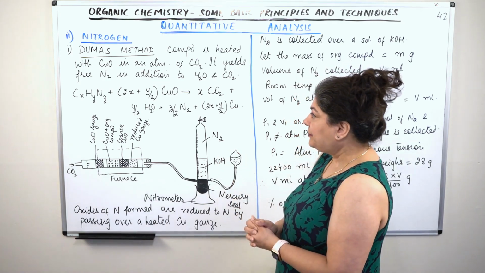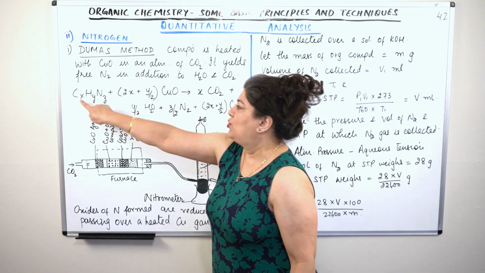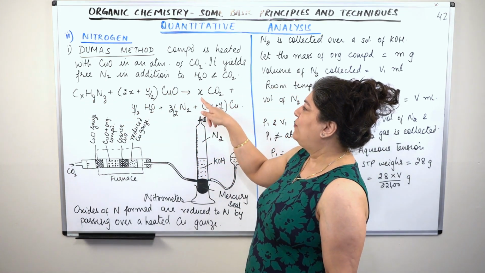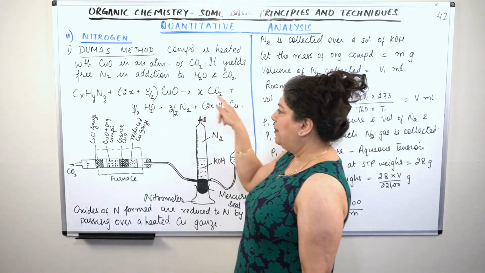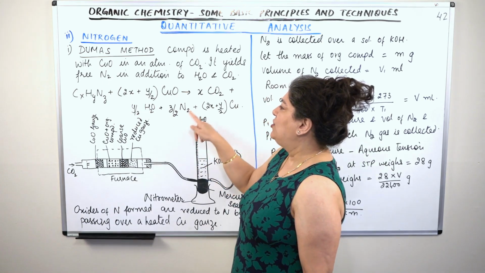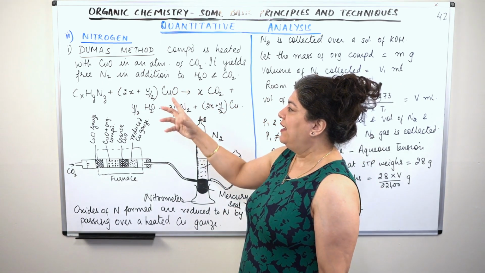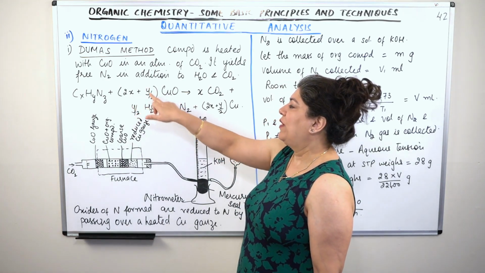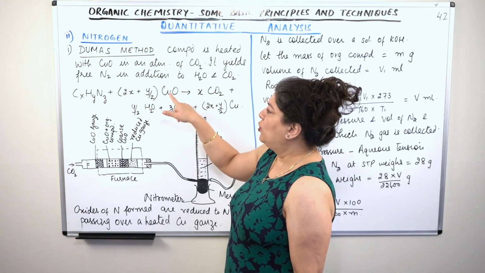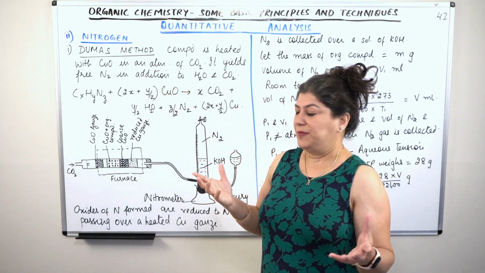It is not. So C6H5NZ reacts with 2X, twice of this, plus half of Y, copper oxide. It results in the formation of X molecules of carbon dioxide, Y by 2 molecules of water, and Z by 2 molecules of nitrogen. And the copper which is left would obviously be 2X plus Y by 2, as that many copper oxide molecules were there. All the oxygens were used up. So what you're left with is 2X plus Y by 2 copper atoms.